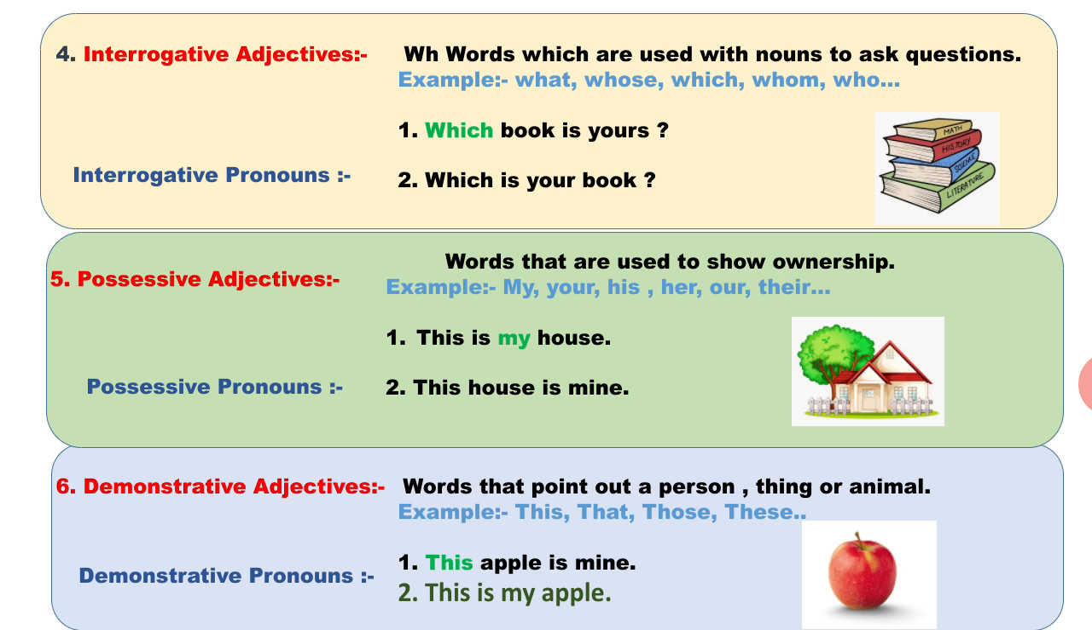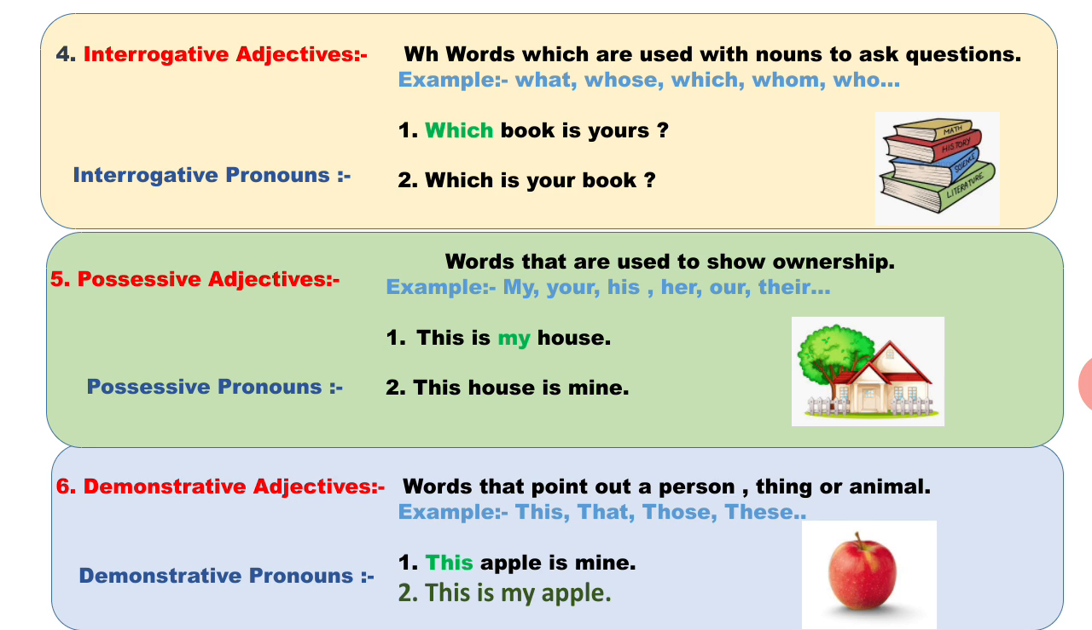Okay, understood? Now we will see the fifth one, that is possessive adjectives. These are words that are used to show ownership. For example, my, your, his, her, our, their. All these are possessive adjectives. For example, this is my house. In this sentence, my becomes a possessive adjective. How? Because house is a naming word, it is a noun, and my describes it, it tells us the owner. It tells us my house. So my will become a possessive adjective.